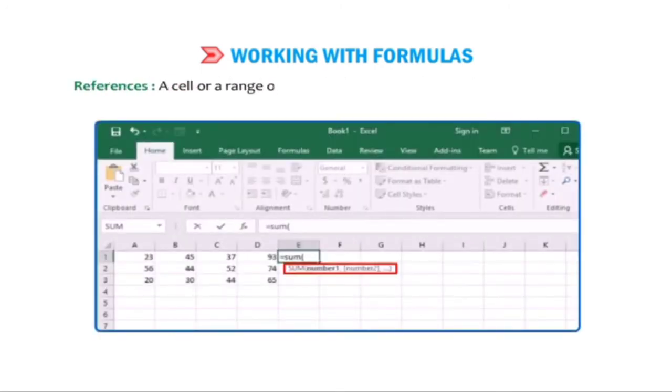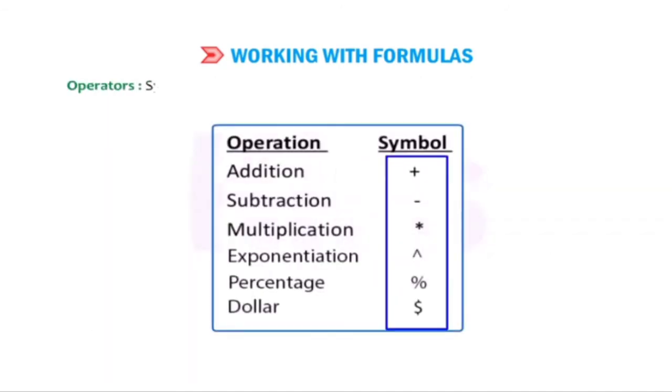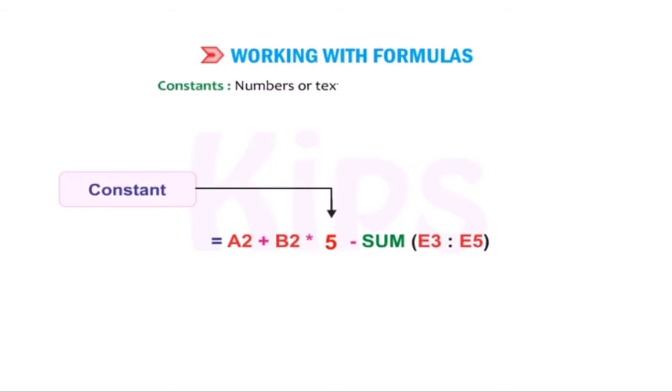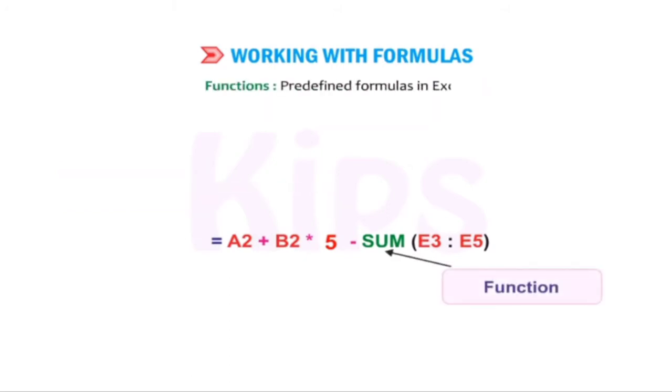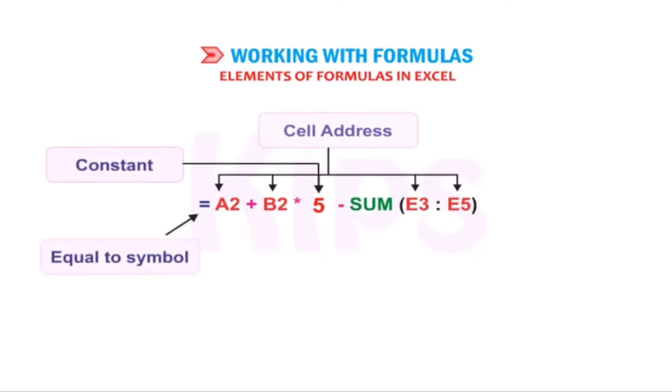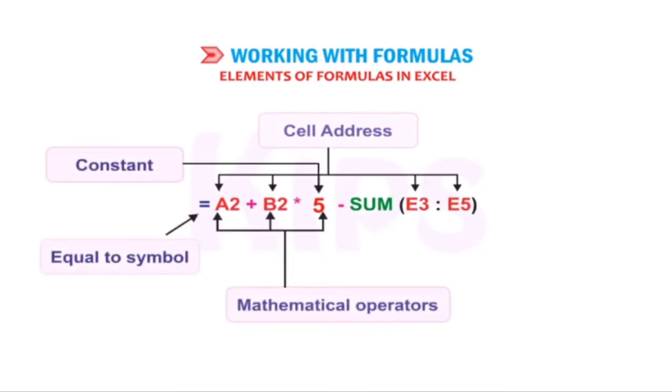References: a cell or a range of cells that you want to include in your calculation. Operators: symbols like plus, minus, multiplication, exponential, percentage, etc. that specify the operation to be performed. Constants: numbers or text values that do not change. Functions: predefined formulas in Excel. Elements of formulas in Excel: cell address, constant, equal to symbol, mathematical operators, function, range.